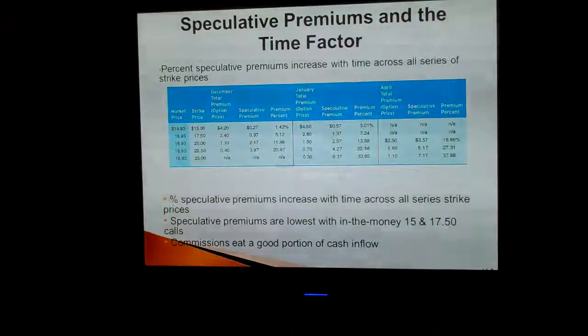Here we go, speculative premium and the time factor. So it just gives a little bit of breakdown here. I won't go over this.